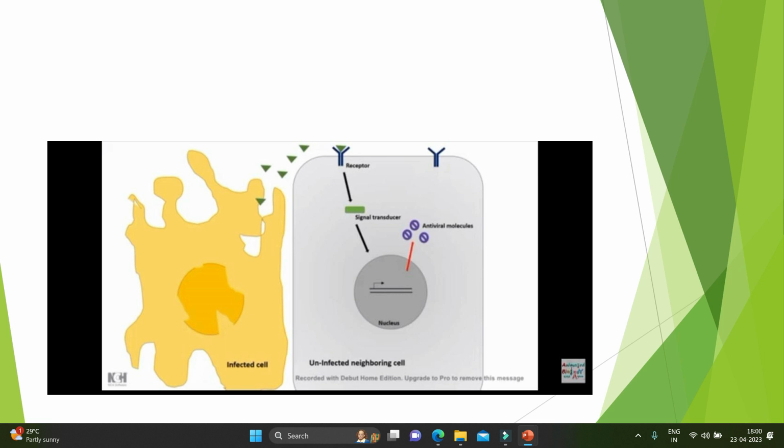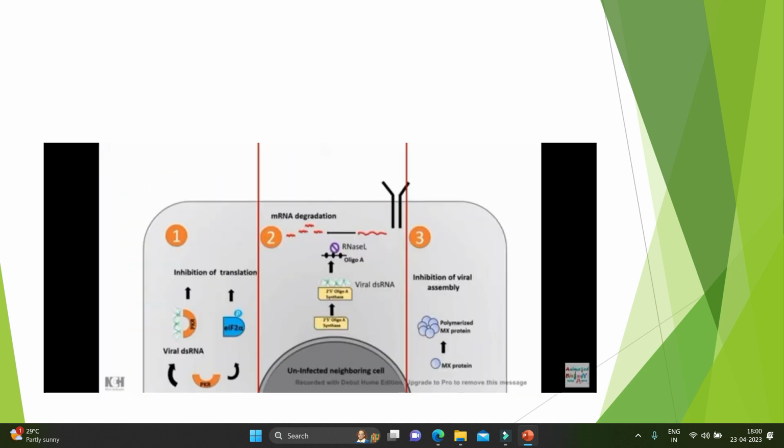For example, you have 2',5'-oligoadenylate synthetase, which creates a particular molecule that would bind to the viral dsRNA and activate the RNase L family molecule, degrading the viral genome. Then there are other helpful substances which would block viral assembly, and these protein complexes are known as Mx proteins. So this is how an interferon-based system interferes with the viral defense mechanism.